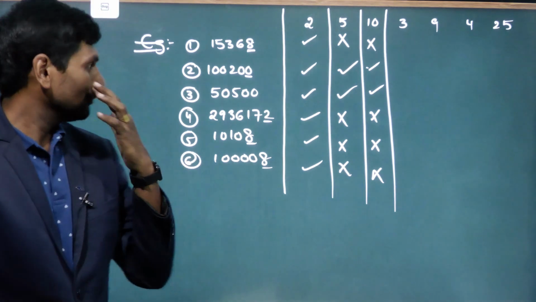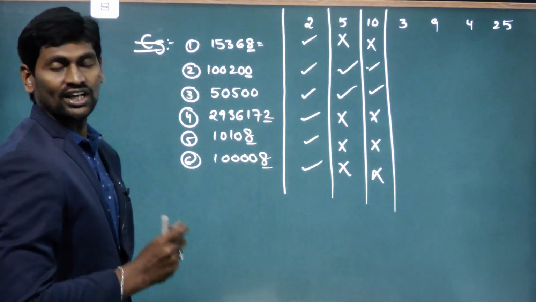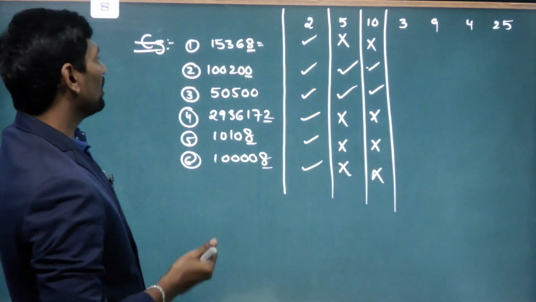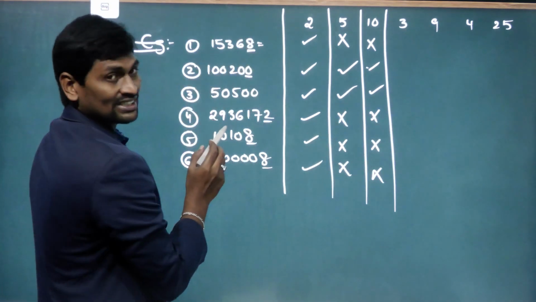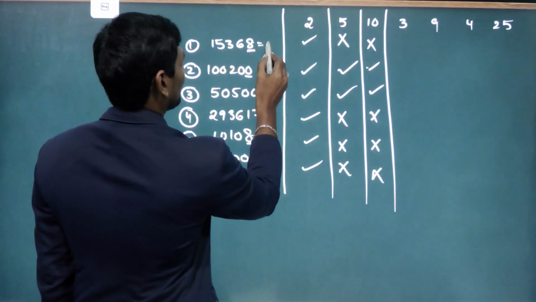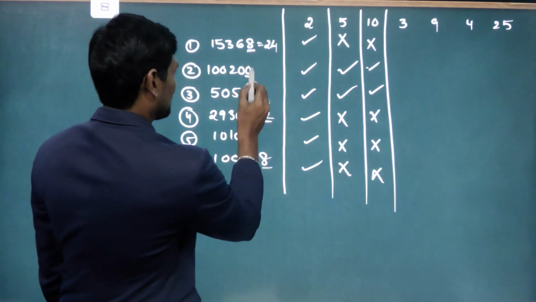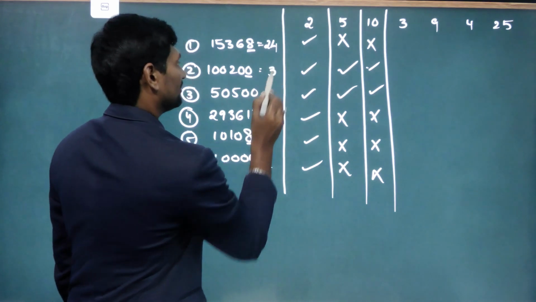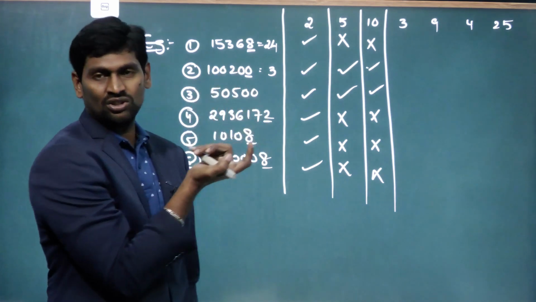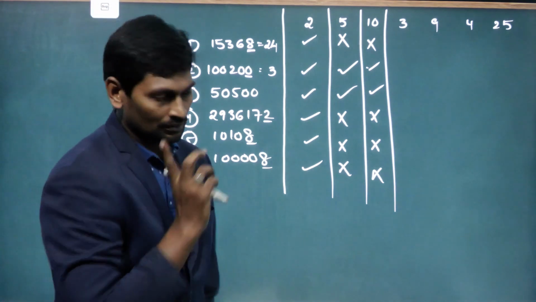Right. Next, the sum of its digits. I am writing it here because it is useful for checking the 3 rule as well as the 9 rule. What is the sum of the digits? 1 plus 5, 6. 6 plus 3, 9. 9 plus 6, 15, and 15 plus 8, 24. Next, 3, because only the numbers 1 and 2 are present and the remaining are zeros. If you add the numbers to the zeros, the same number will come.